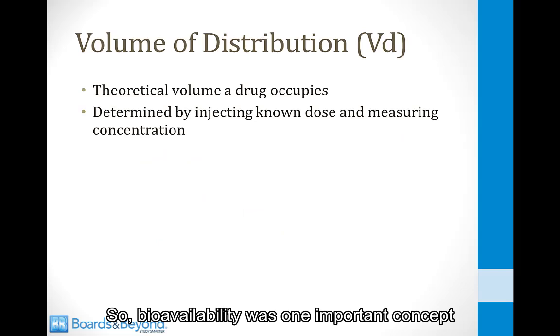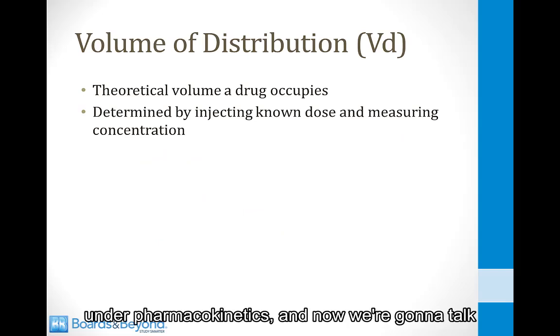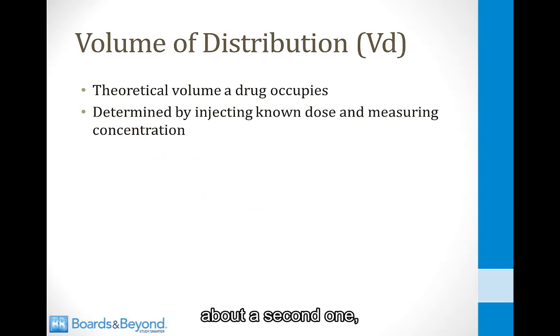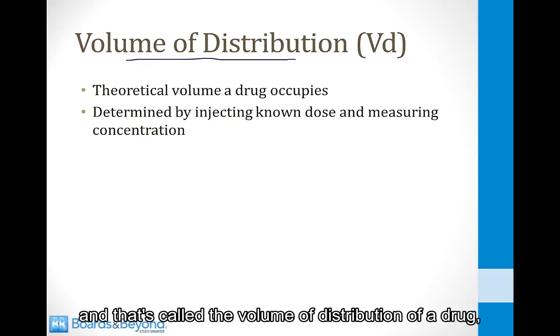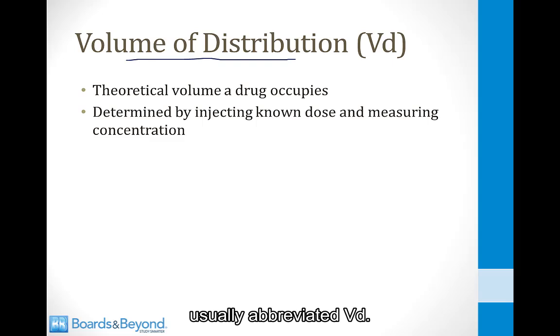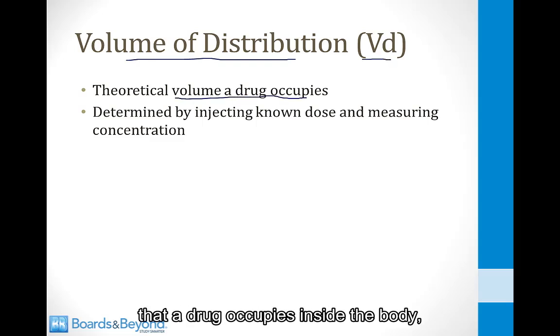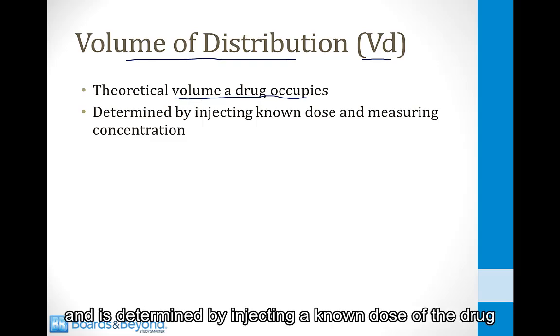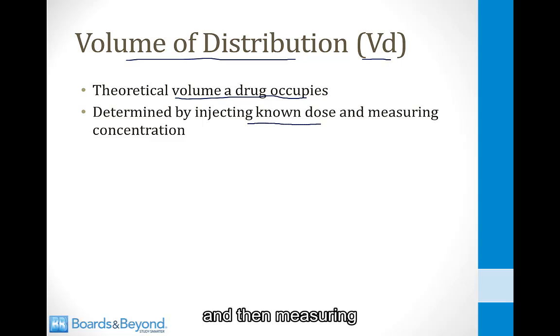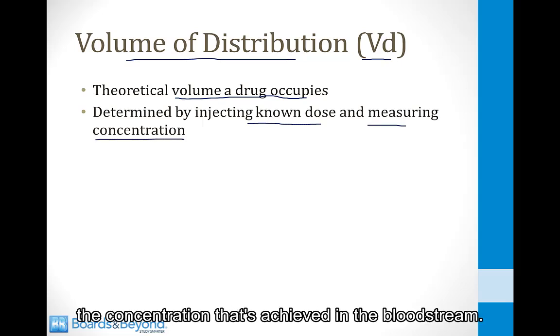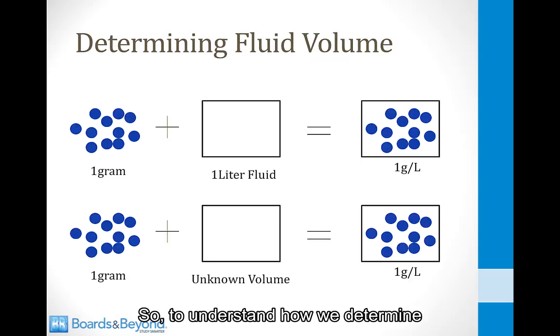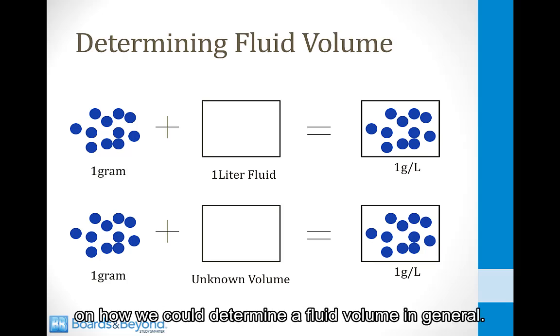So bioavailability was one important concept under pharmacokinetics, and now we're going to talk about a second one, and that's called the volume of distribution of a drug, usually abbreviated V sub D. This is the theoretical volume that a drug occupies inside the body, and is determined by injecting a known dose of the drug and then measuring the concentration that's achieved in the bloodstream. So to understand how we determine the volume of distribution, let's do a little thought experiment on how we could determine a fluid volume in general.